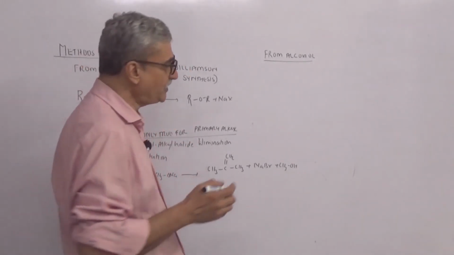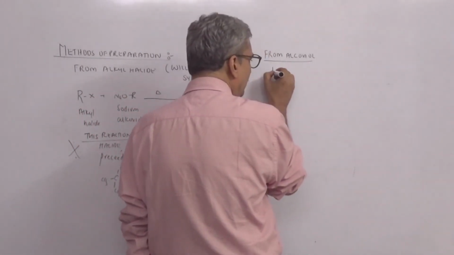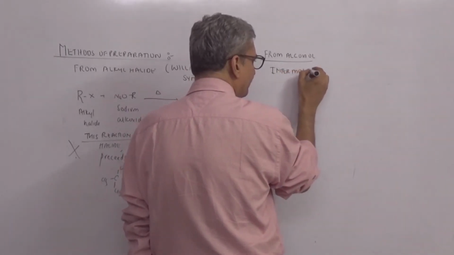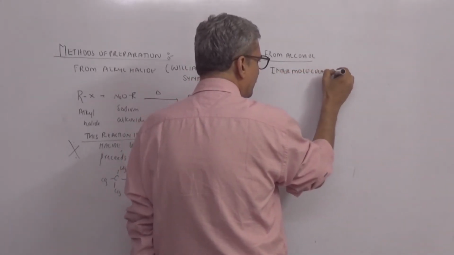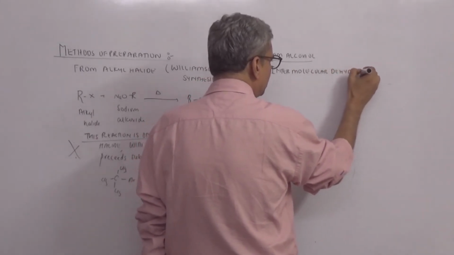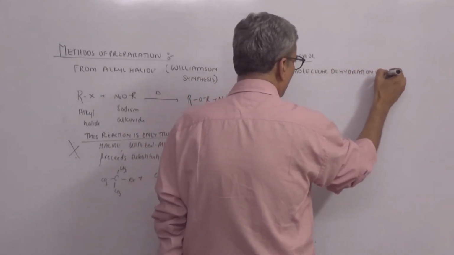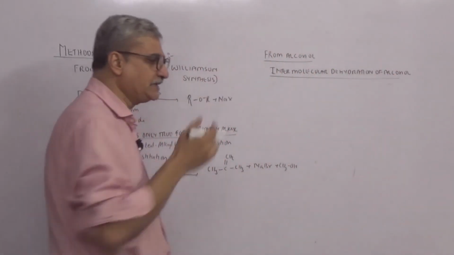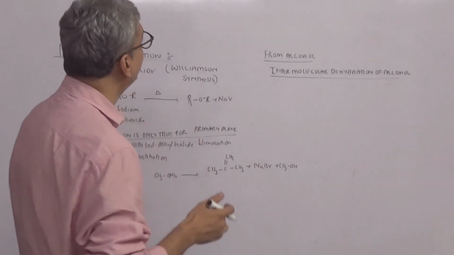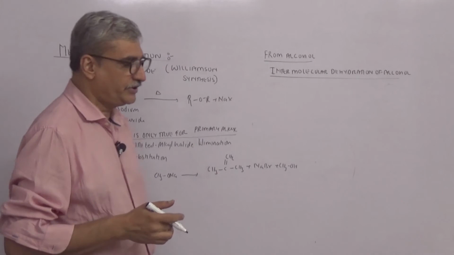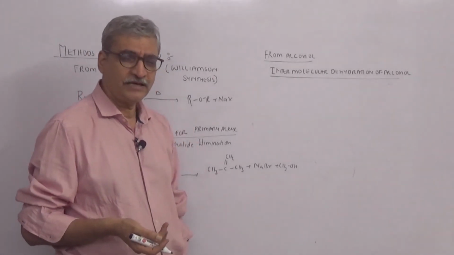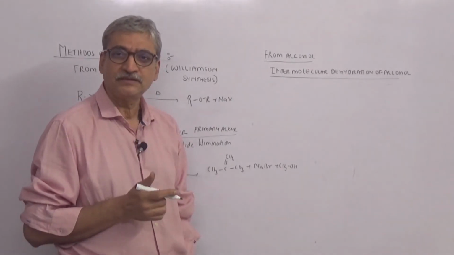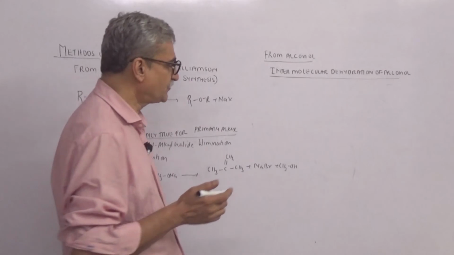So from alcohol, the first method is by intermolecular dehydration of alcohol. So I told you, how does a question come: what is the action of concentrated sulfuric acid on alcohol at different temperature? So 170 gave us ethylene, at 140 that is 414 K.